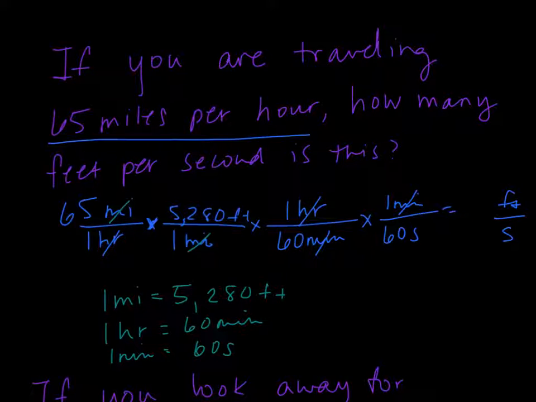So if I put this in a calculator where I have 65 times 5,280 divided by 60 divided by 60, I end up getting 95.3, or 95 feet per second in sig figs. So if you wanted to do sig figs, you'd need 2, so it'd be 95. Okay?